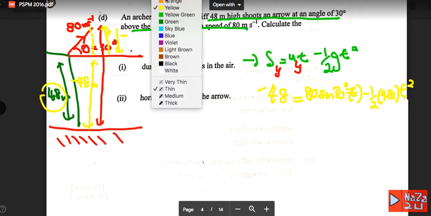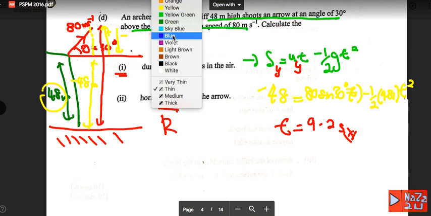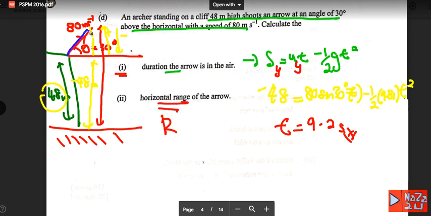Now you can use the equation to find the value of t. The final value of t is 9.2 seconds. And this is number 1. And number 2, horizontal range. To calculate the horizontal range, if I draw the path of the motion, the arrow moves upward and then starts moving downward, and this is the final position, so this is the range R.